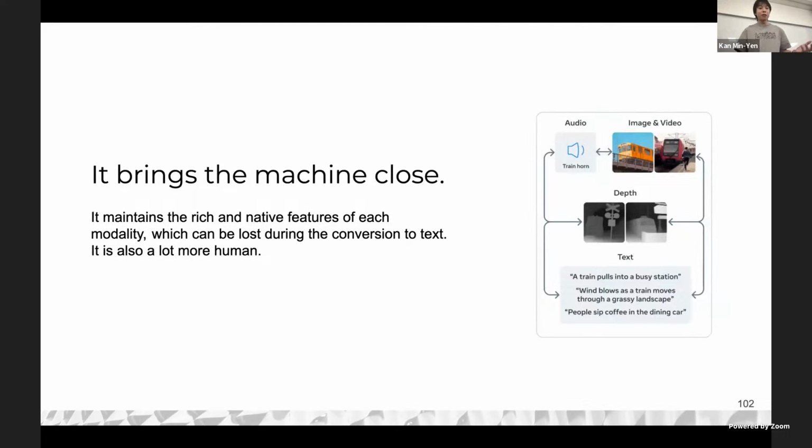The first reason is because it maintains the rich and native features of each modality, right? Because let's say you have IMU data, how are you going to convert that to text? You're going to convert it to numbers, and then you have a tabular problem with your LLM, and now you have to make your LLM read tabular data, with optimizations, which is not what you want to do. So by keeping the raw modality, we don't lose this information.